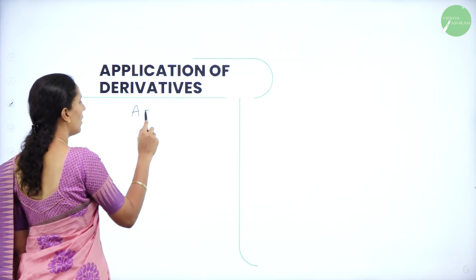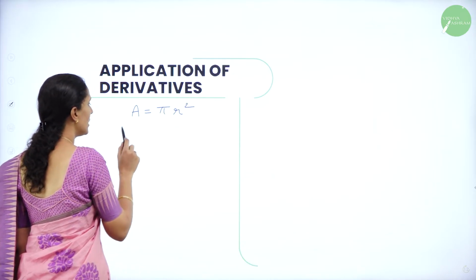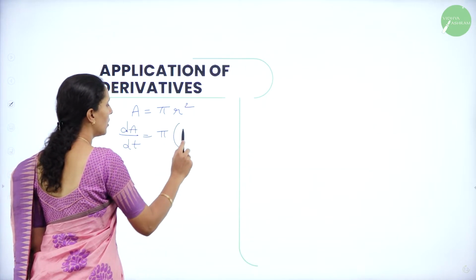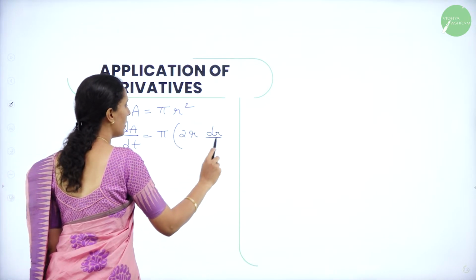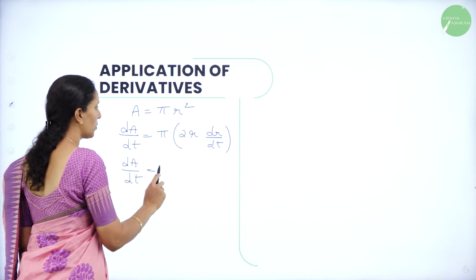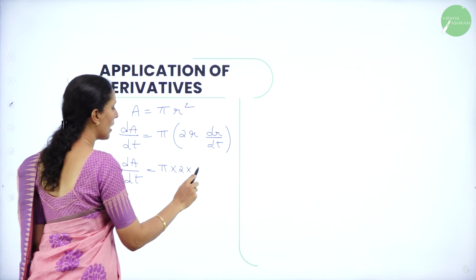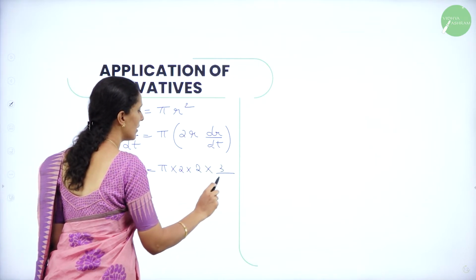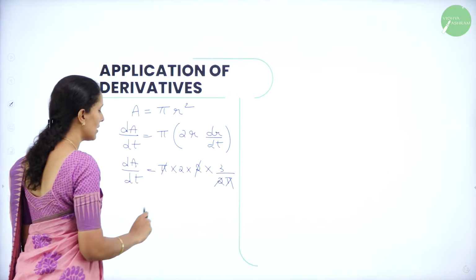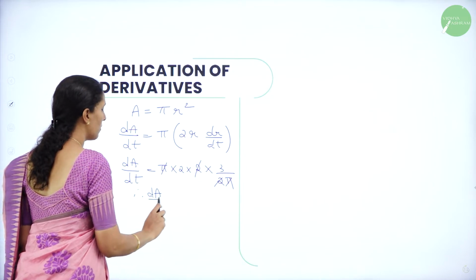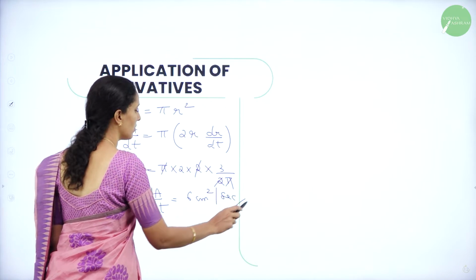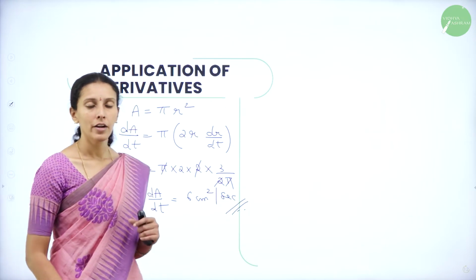So area is equal to pi r square. The change in area with respect to time is dA/dt equal to pi into 2r into dr/dt. Now dA/dt is equal to pi into 2, r is 2, dr/dt is 3 by 2 pi. Let's cancel 2, pi cancels. So therefore dA/dt is 6 centimeter square per second. So this is the change in area of the ink drop.